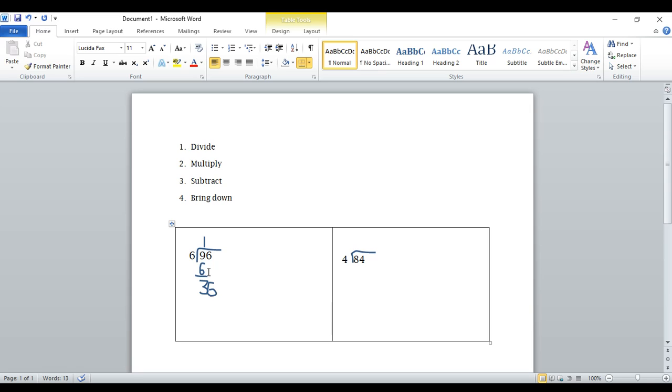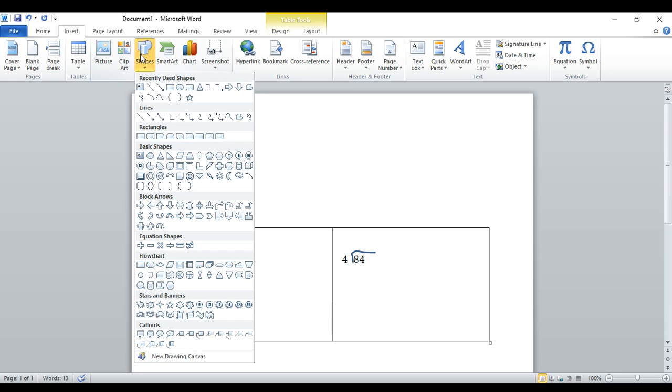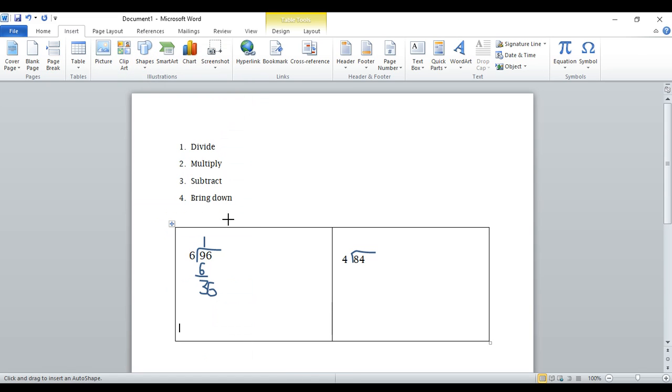So then we say divide. 6 goes into 36. How many groups of 6 are in 36? And if you think about it, 6 times 6 would be 36. So there's 6 groups of 6 in 36. So we're going to put that 6 right up there.